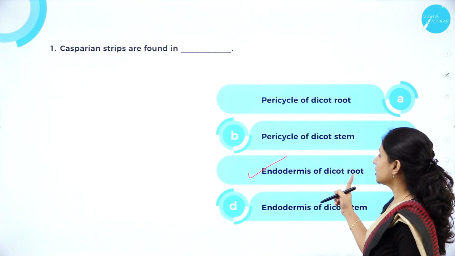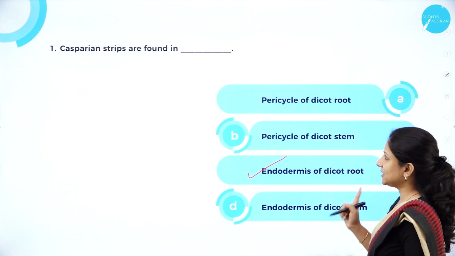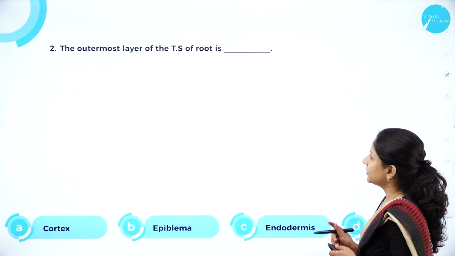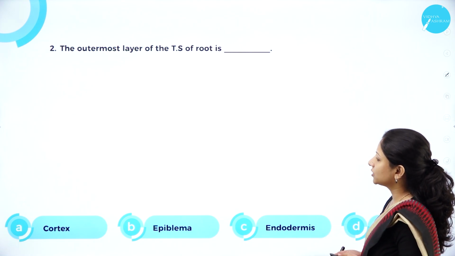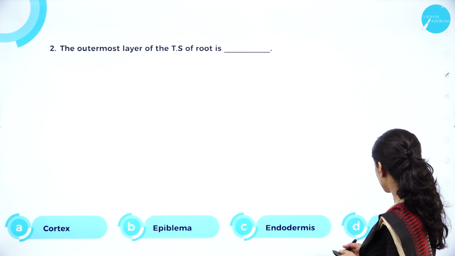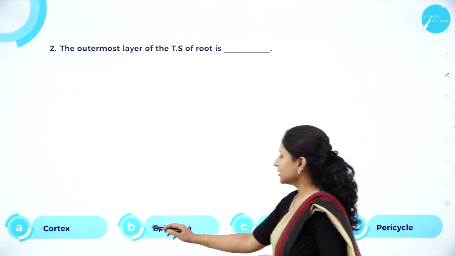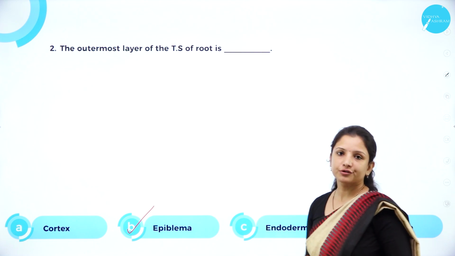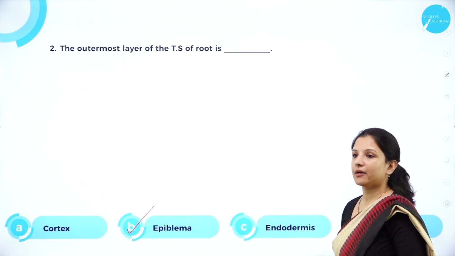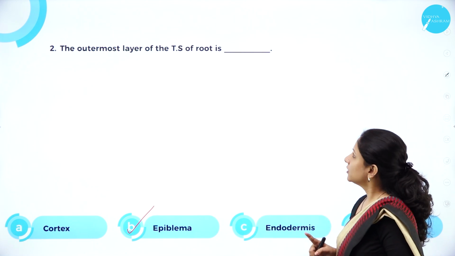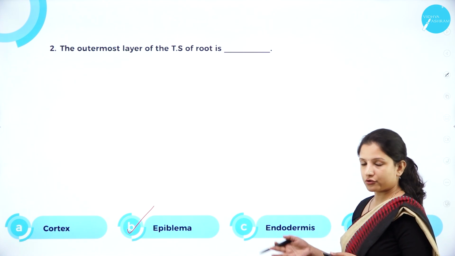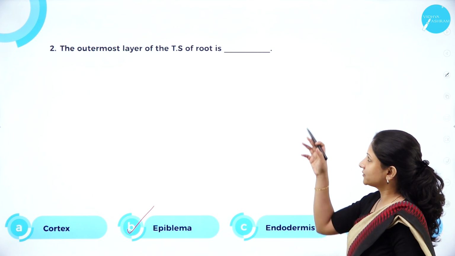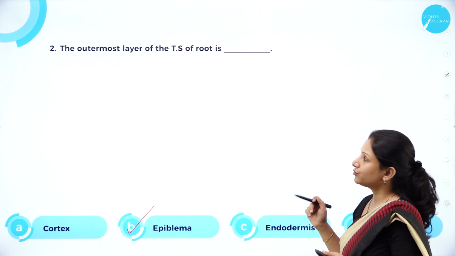It is the endodermis of the dicot root. Option C is the right answer here. Next question. The outermost layer of transverse section of root is cortex, epiblema, endodermis, pericycle. So it is epiblema, which is also called epidermis. So epiblema is the outermost layer of the TS of root. Be it the dicot root or the monocot root, it is the epiblema. That is why I have just given it as generally root there.